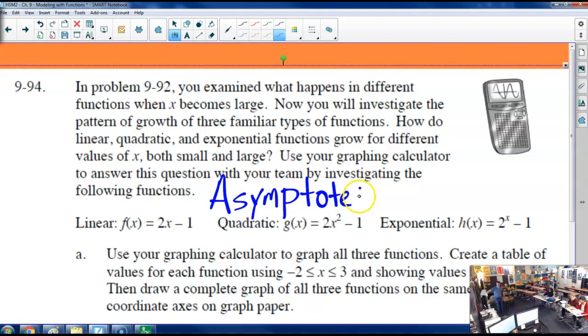No, sorry, because I'm going to write a definition. The asymptote is really the line we can never touch. No, sorry, that's a G, my bad. The line we never get.